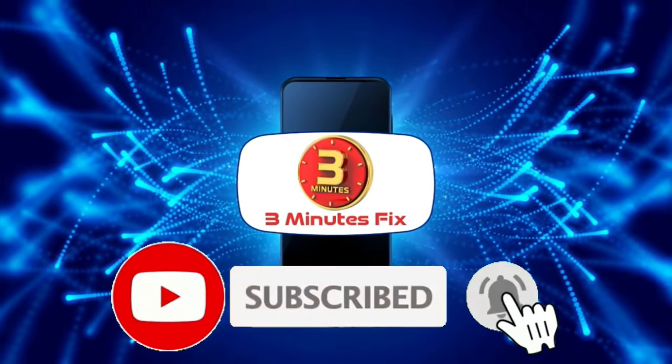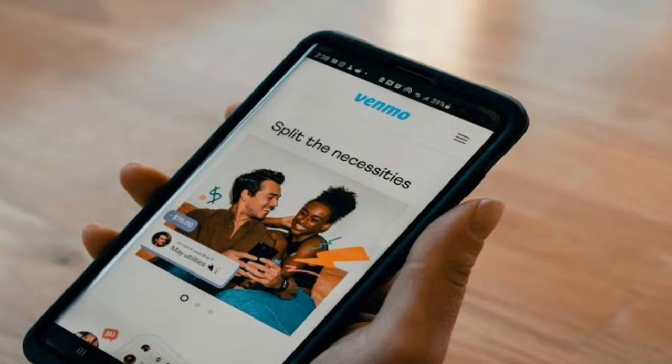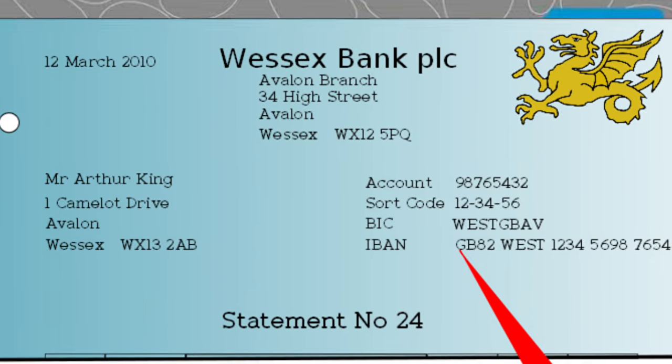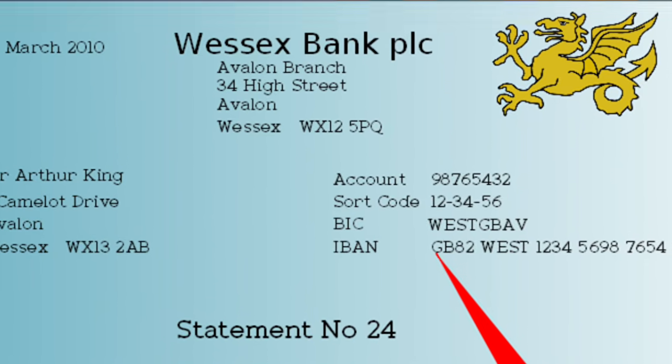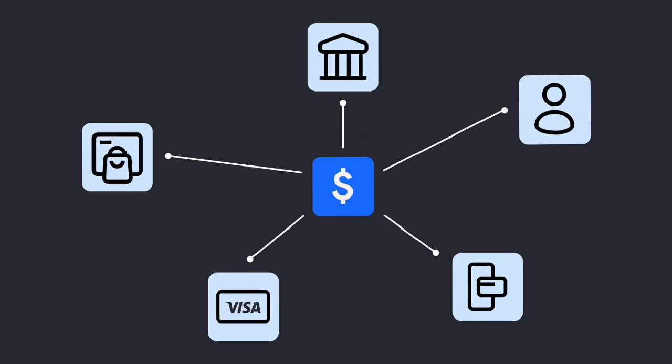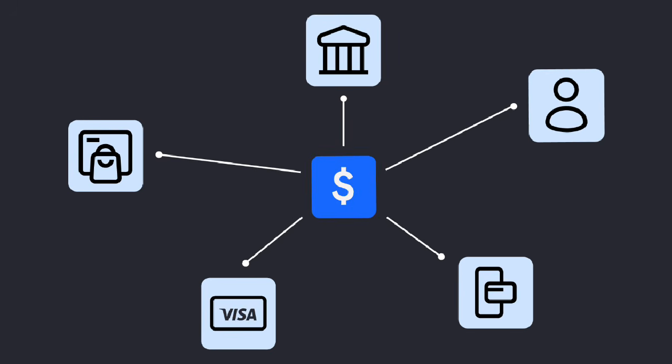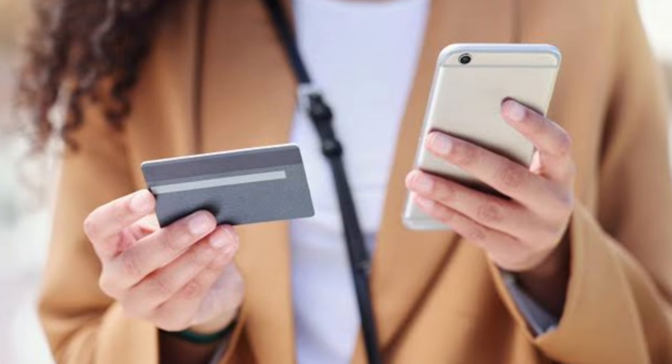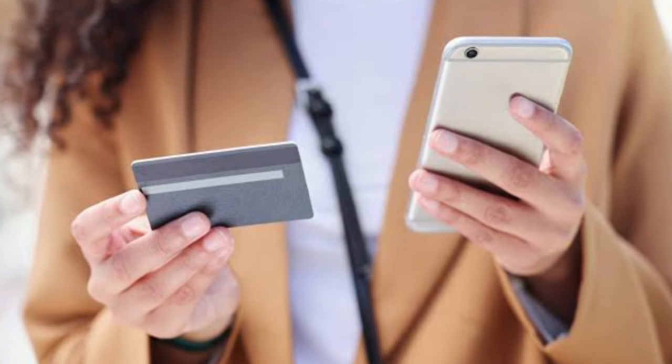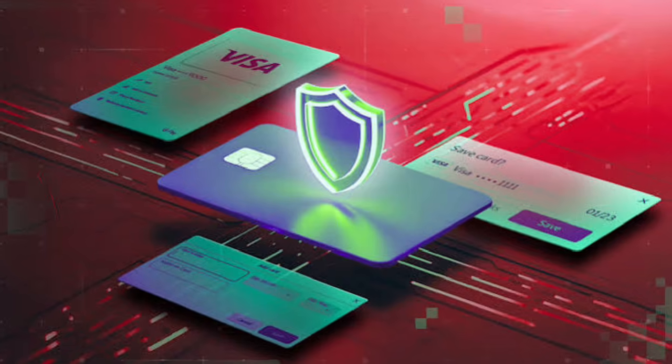Let's get started. Sending money directly to someone's debit card eliminates the need to ask for complex bank account numbers, IBANs, or routing details. Thanks to global card payment networks, funds sent to a debit card are deposited directly into the bank account linked to that card, making transfers fast, convenient, and secure.